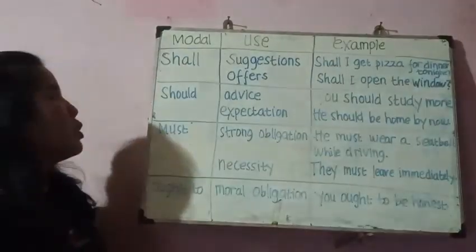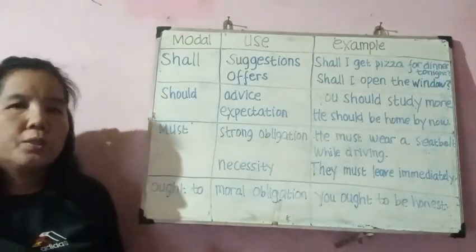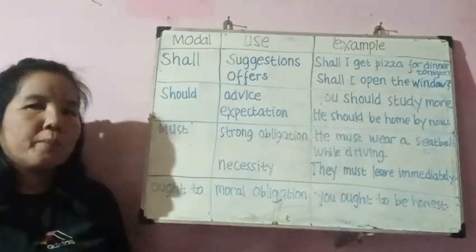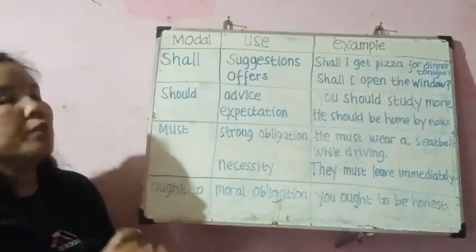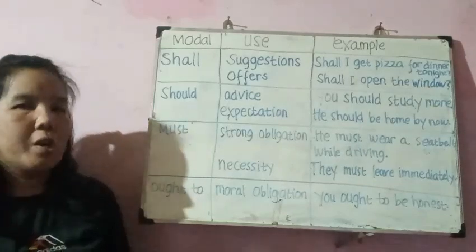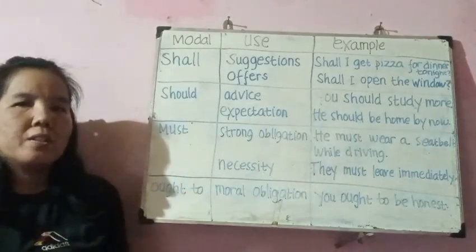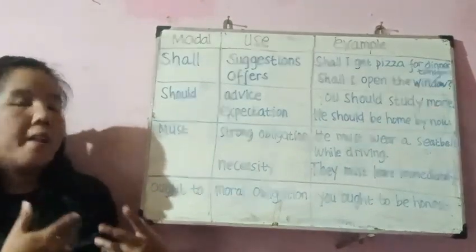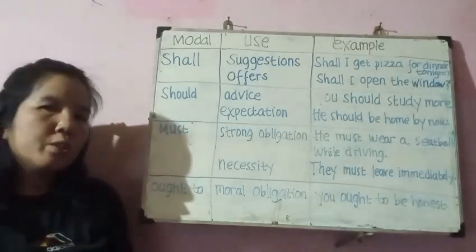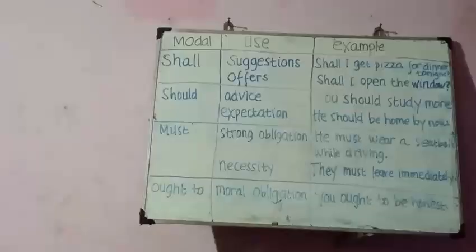Next modal verb is shall. Shall is an expression to give recommendation or suggestion. For example, shall I get pizza for dinner tonight? And we use shall to make an offering. For example, shall I open the window? And next, we use should. Should is an expression to give advice. For example, you should study more. And we use it to express expectation. For example, he should be home by now.